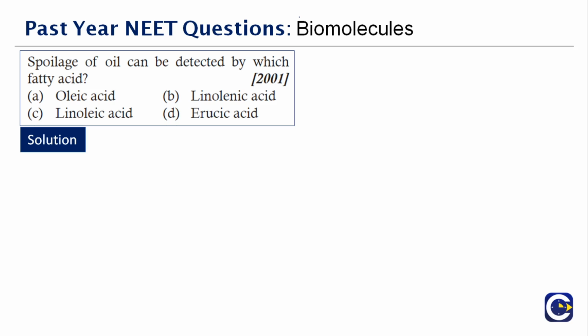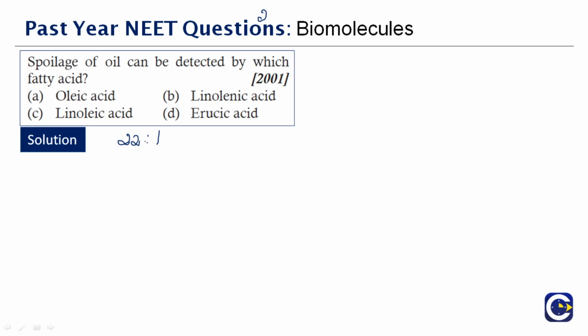Now the spoilage of oil can be detected by which acid? If you see, it is erucic acid. Erucic acid, which is option D. Erucic acid is a monounsaturated omega-9 fatty acid which is denoted by 22:1. Okay, it is actually prevalent in rapeseed. Then you have in other seeds as well. Mustard seed also has this acid, making up to 40 to 50% of their oils.